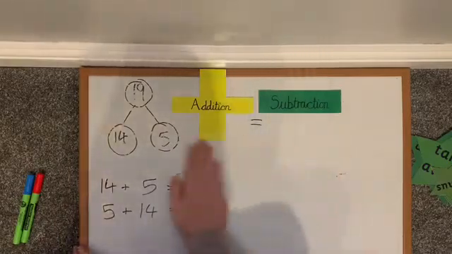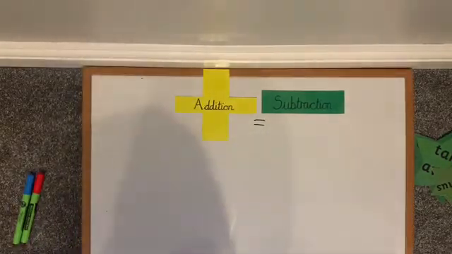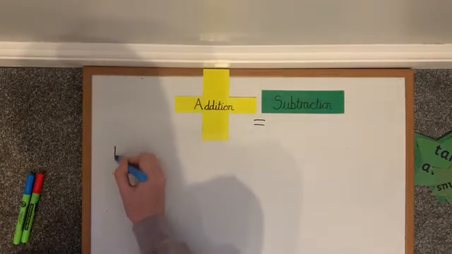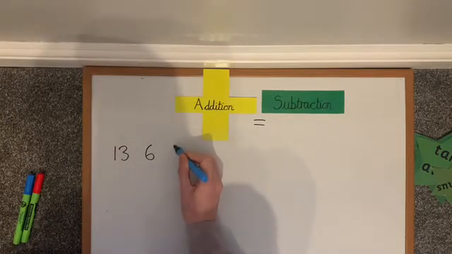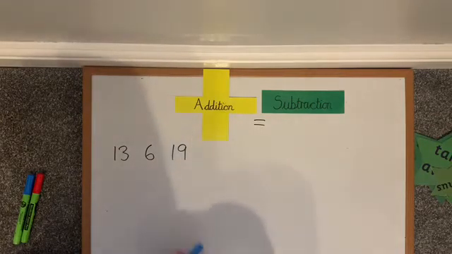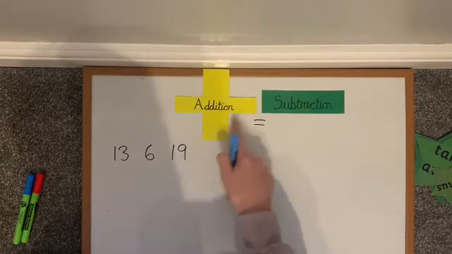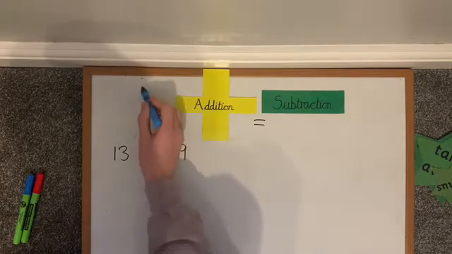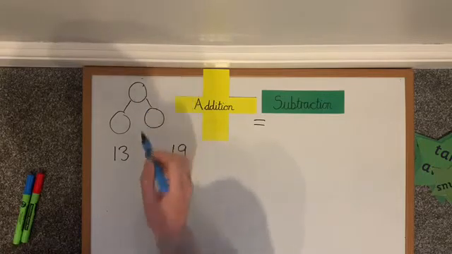So your 3 numbers, I would like you to find the 4 number sentences for are, so the first set are 13, 6 and 19. So what 4 number sentences can you make with those 3 numbers using the inverse methods? And have a think which number there is the whole. If you were putting them into your part whole, which number there is the whole and which 2 numbers are the parts.